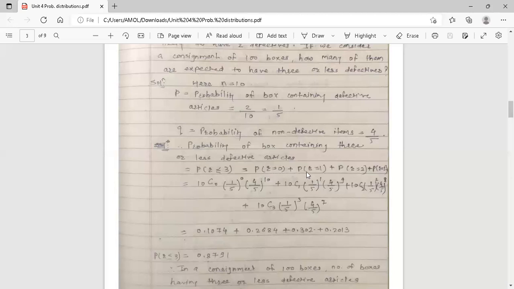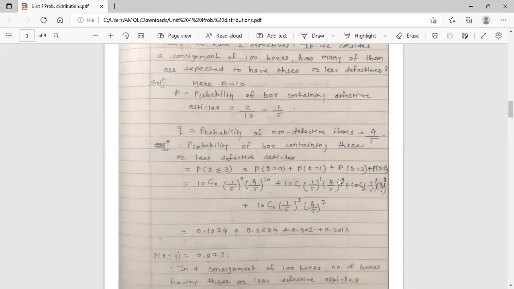The next term is P of R is equal to 1, meaning there may be one defective article in a box. What is the probability of that? It uses binomial distribution: 10C1, because the formula is nCr with n is 10 and R is 1. So 10C1 into P, which is 1 by 5, raised to R, into Q, which is 4 by 5, raised to n minus R.